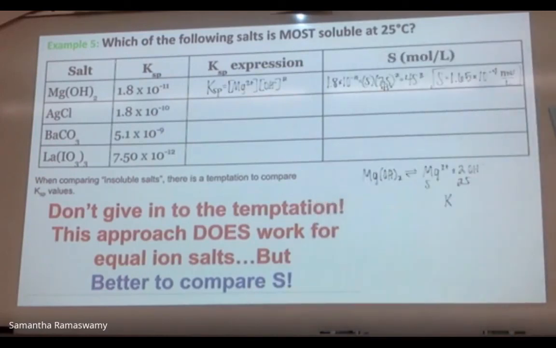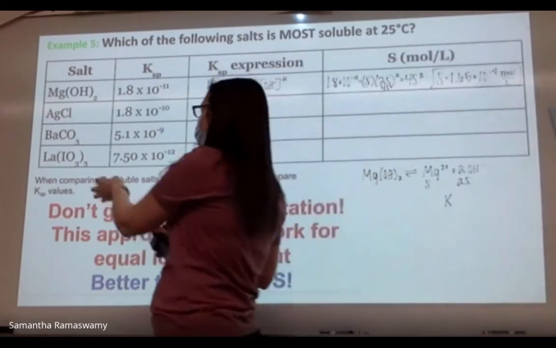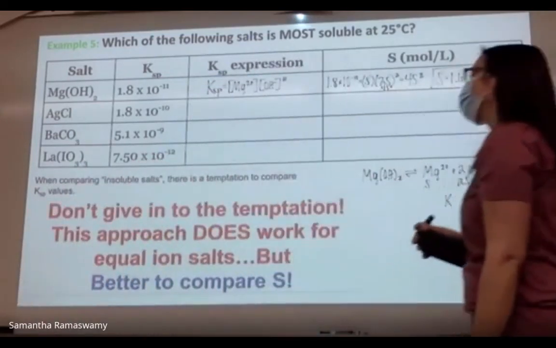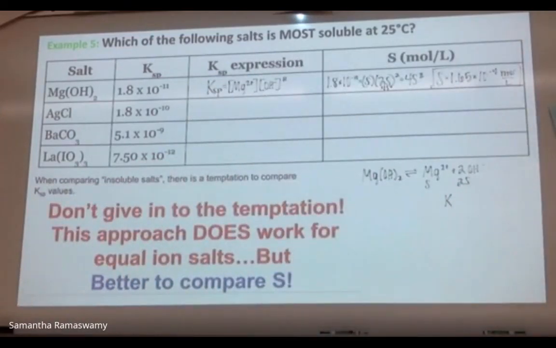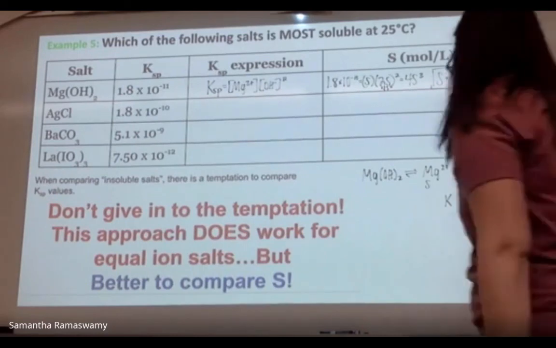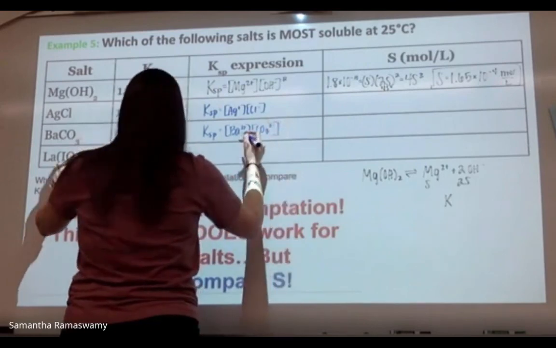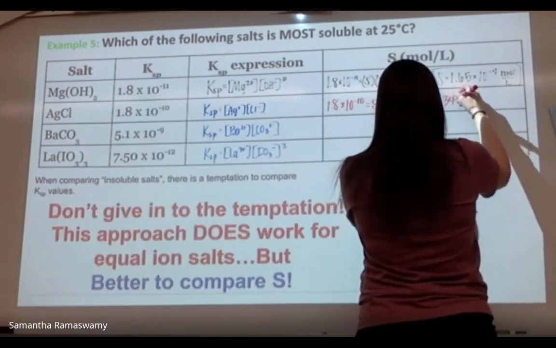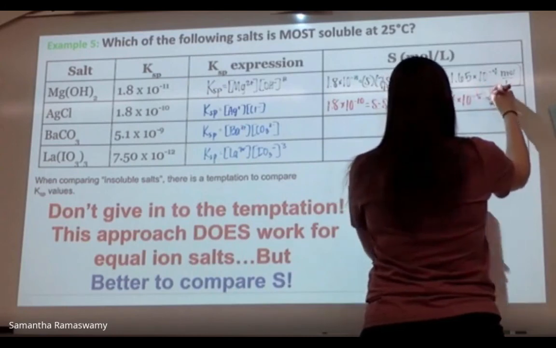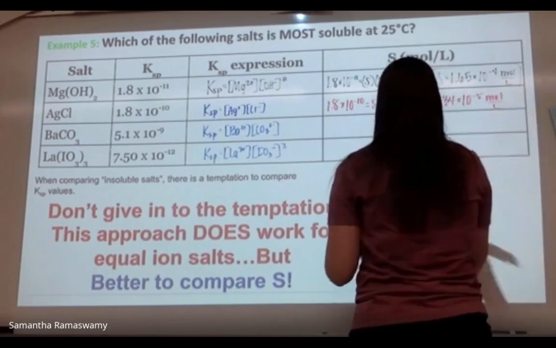I want you to go through and see if you could do the next 3. Lanthanum iodate might take a little thinking. Now you get a calculator on this whole thing, but just be careful with that one. That's why I'm having you write the Ksp expression first. I'll go through as well, filling the table. This also gives us some practice with thinking about the charges of all of these ions. And once you have them all solved, once you've solved for all the solubilities, you can put them in order.